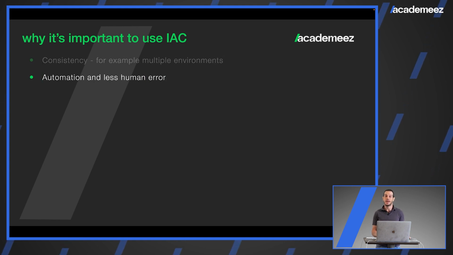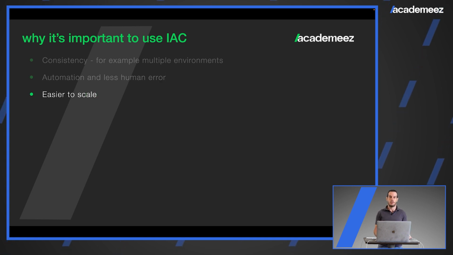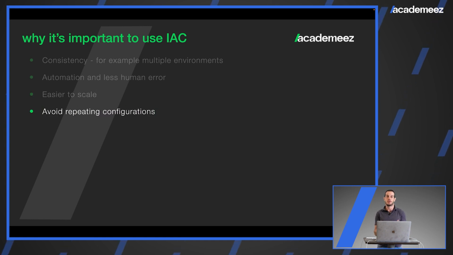We have automation. We can use the infrastructure as code in an automatic way, which avoids human error. You can integrate it in the CI/CD. It's easier to scale, so everything is in code. To scale, you can simply change a configuration in your code, and you can easily scale your Kubernetes cluster. There is repeating configuration, which you can reuse. For example, in Terraform, you can use modules for repeating configuration.